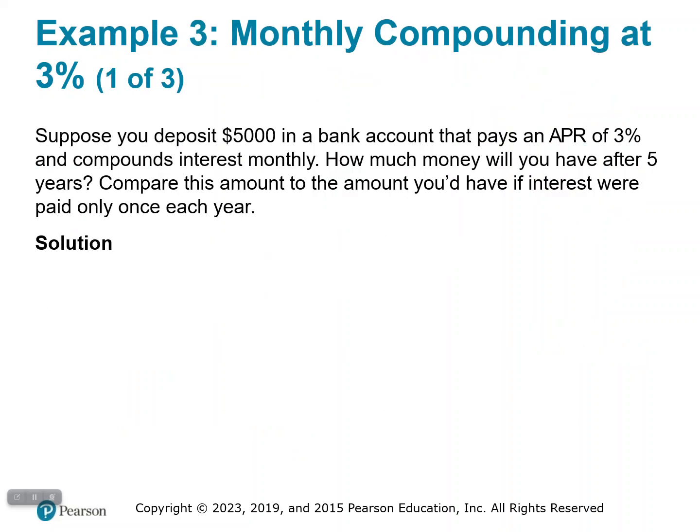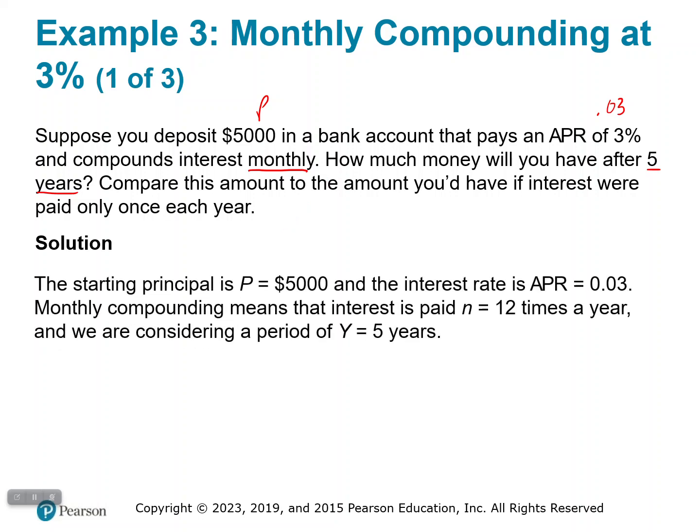Here we go. Suppose you deposit $5,000 in a bank that pays an APR of 3%, and compounds interest monthly. How much money will you have after 5 years? Compare this to the amount you'd have if interest were paid only once each year. Here we go. The starting principal is $5,000 and the interest rate is APR equals 0.03. As I read through it, that's kind of what I sketch out and I write to myself as I read through. Monthly compounding, that's important, means that interest is paid 12 times a year. And we are considering a period of 5 years.